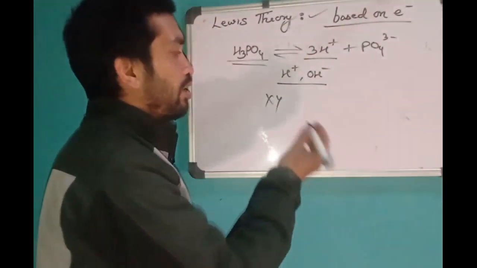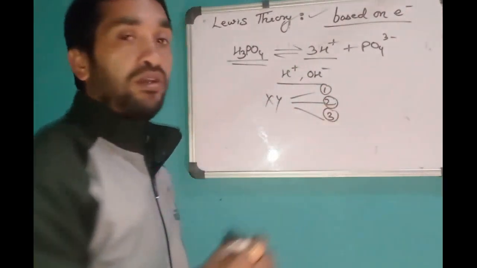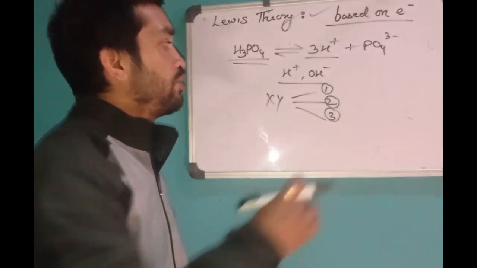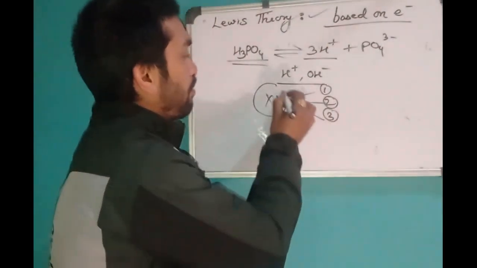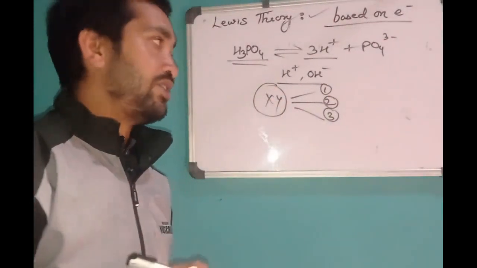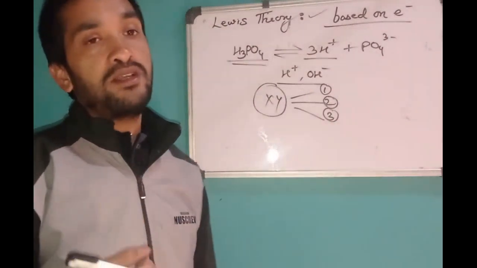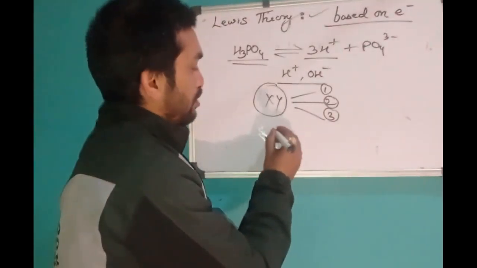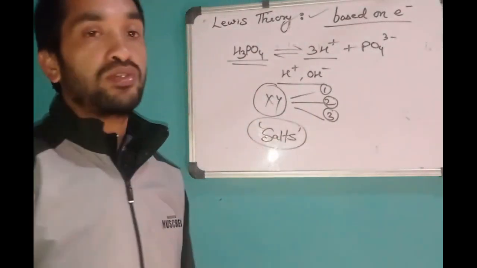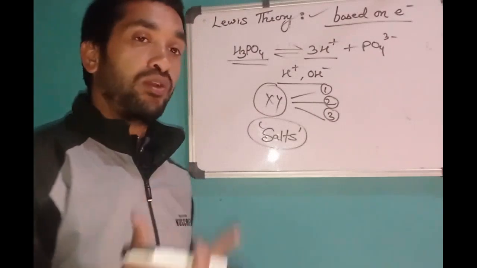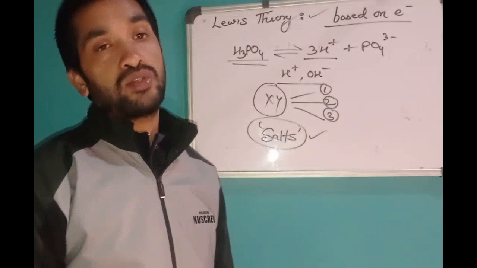Suppose it's XY, so I cannot say whether I will go for Arrhenius theory or Lowry-Bronsted theory or Lewis theory. It depends on which theory is easy for this particular species to find out whether it is acidic or basic. So I hope it is clear to you what are acids and bases, and in the next video we are going to talk about salts. So first clarify all your doubts regarding acids and bases according to the electronic theory, according to the ions, and after that we will study about salts.